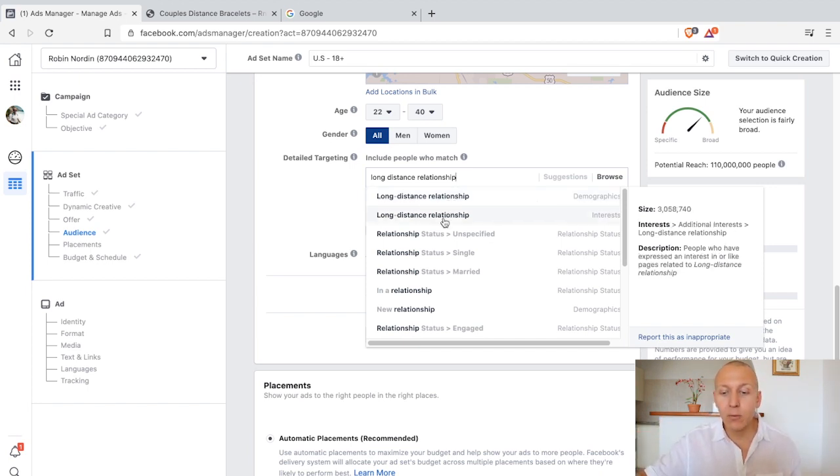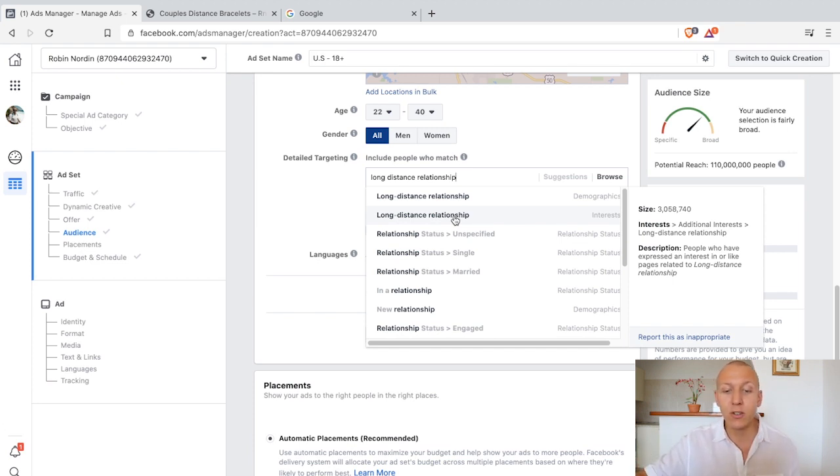Now below, we have long distance relationship with 3 million people in it, and it is put in interest, as you can see here to the right, interest. So that means that these are the people who have expressed a liking to long distance relationship, usually by liking a page that has to do with or is about specifically long distance relationships.